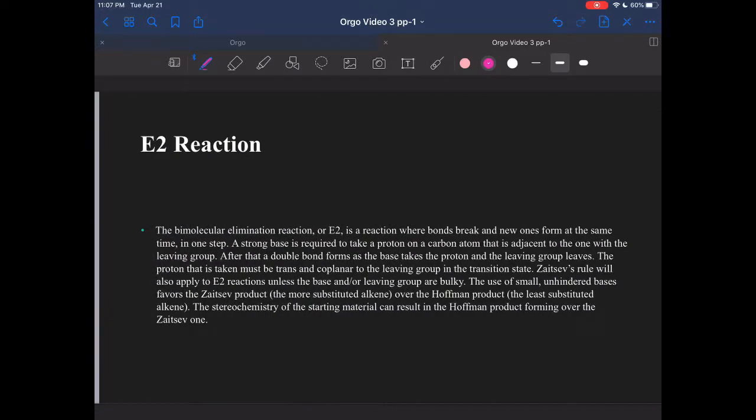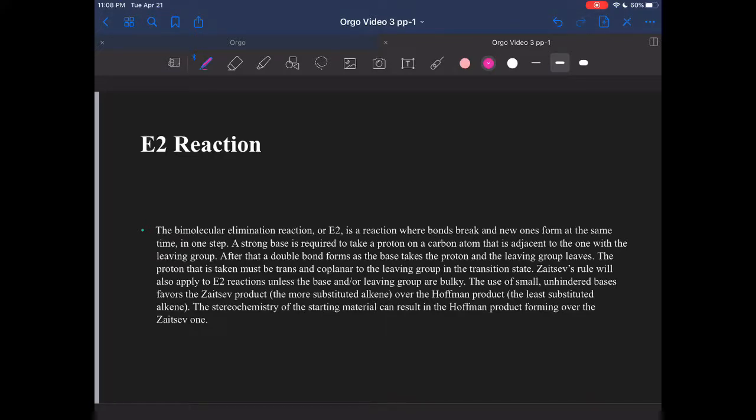E2 reactions are pretty similar, but they are bimolecular elimination reactions, which once again gives it its E2 name. It's a reaction where bonds break and new ones form at the same time in one step, so there is no rate-limiting step. A strong base is required to take a proton on a carbon atom that is adjacent to the one with the leaving group. After that, a double bond forms as the base takes the proton and the leaving group leaves. The proton that is taken must be trans and coplanar to the leaving group in the transition state.